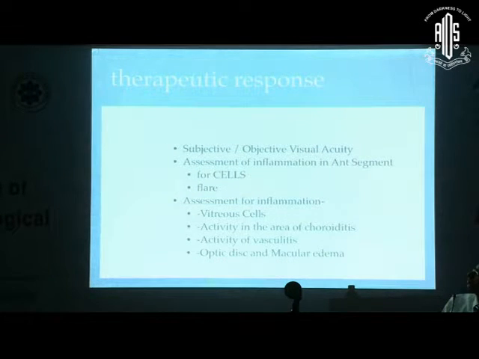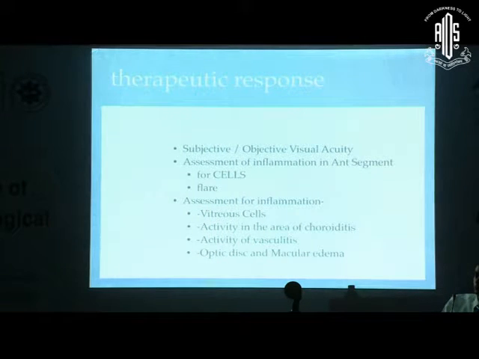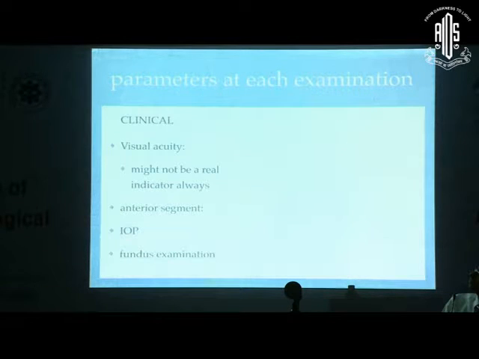If you look at the therapeutic response, we normally look for both subjective and objective visual acuity assessments, and also assessment of inflammation in the anterior segment for cells and flare. We also assess the posterior segment: the vitreous cells, activity in the choroiditis patch, activity of vasculitis around it, and of course the disc and macular status. These are the parameters at each examination; we are all doing this every day, it's only to reiterate.